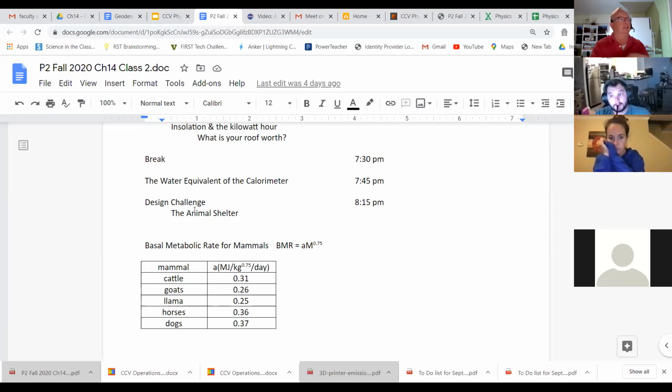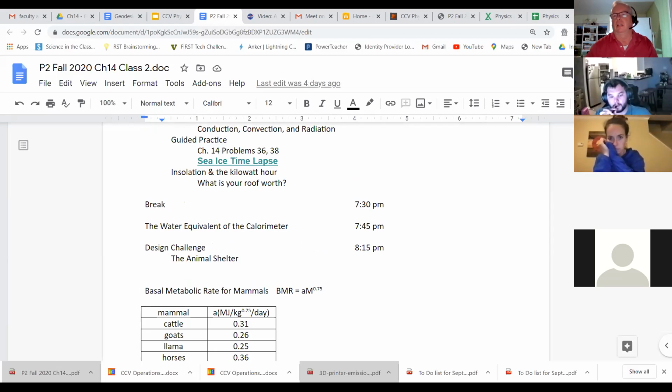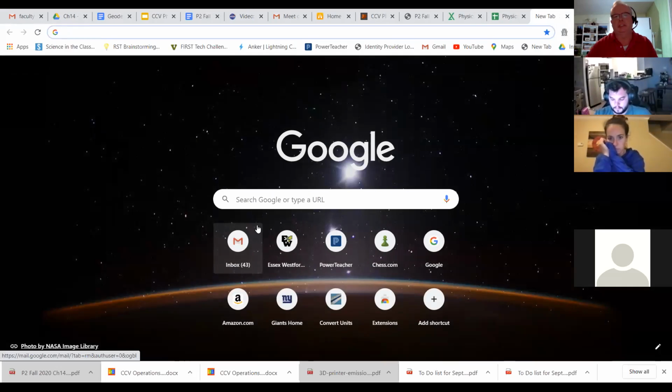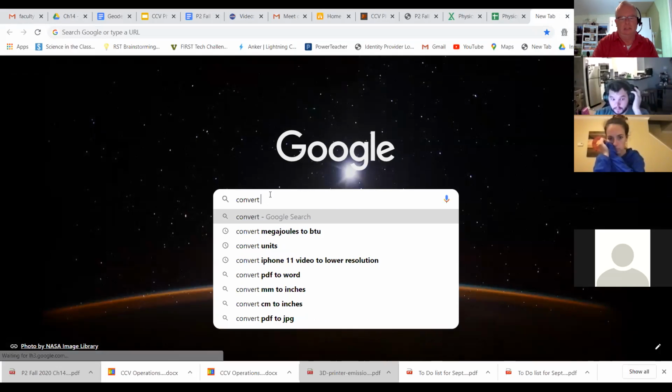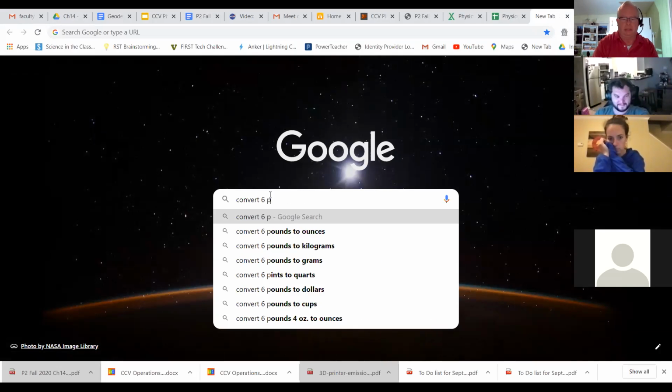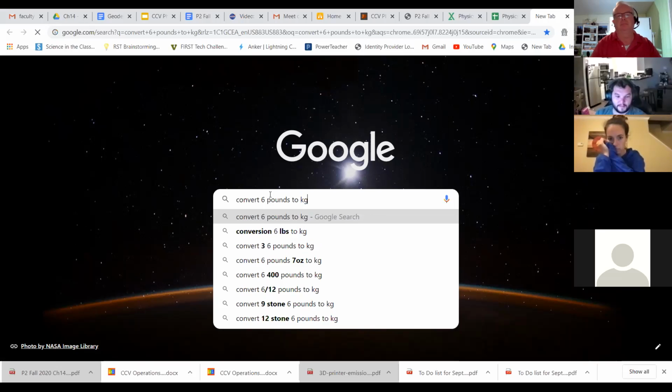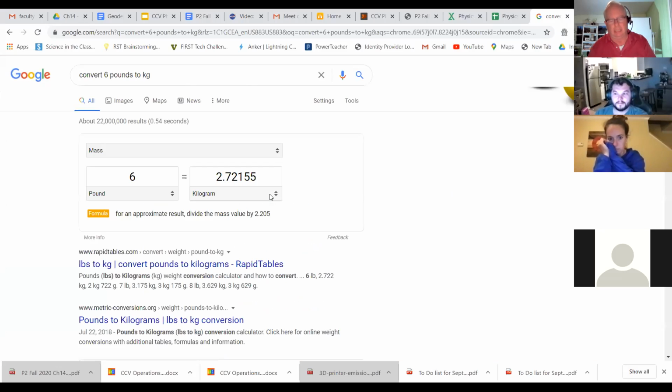I just jotted that down. And again, I said that the poodle is 6 pounds. So I'm going to open up a tab on my browser here, and I'm just going to say convert 6 pounds to kilograms, and that's 2.72.